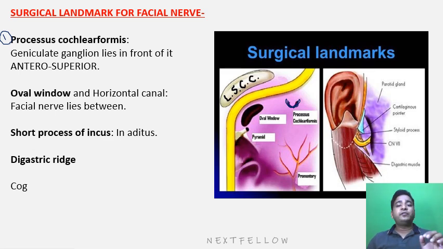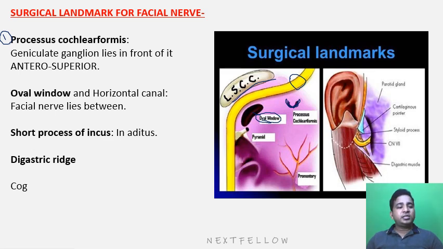So the facial nerve, or we can say the geniculate ganglion, that is the first ganglion, lies in front of it. What is the correct position? Anterior and superior. So this is processus cochleiformis, and the first genu is lying anterior and superior to it. So again, this is a surgical landmark. The next landmark is the lateral semicircular canal and the oval window. You can see this is my oval window and this is the lateral semicircular canal. So the facial nerve is running in between the lateral semicircular canal and the oval window. So it again represents a surgical landmark.